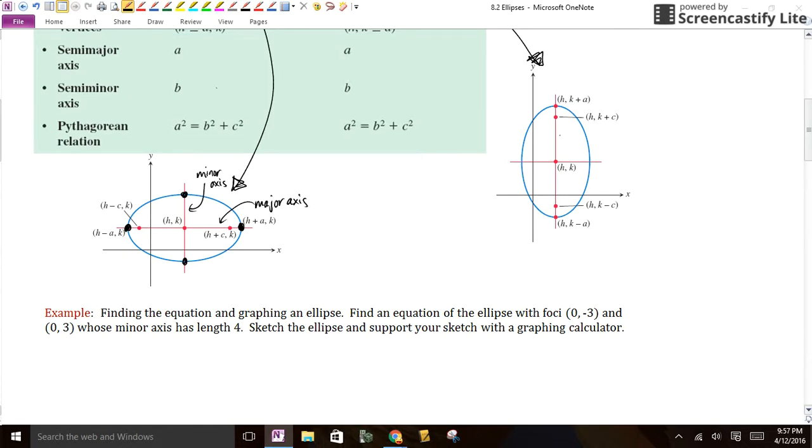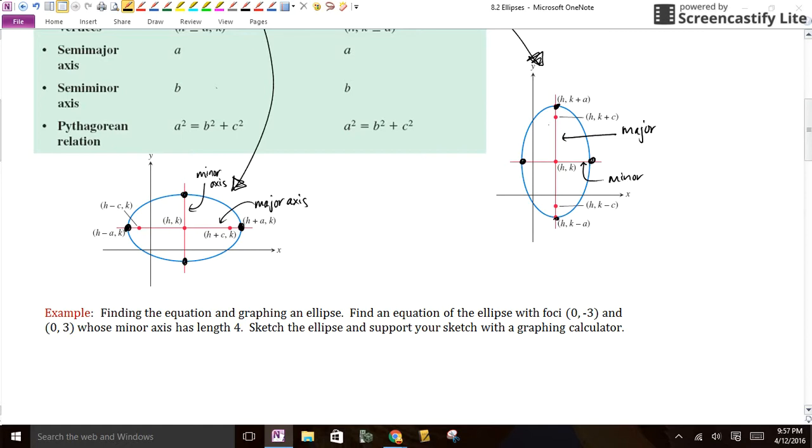Look at the one on the right then. The longer direction is called the major axis, and the smaller one would be called the minor. And again, the minor connects the co-vertices, and the vertices are connected by the major. So that's kind of important to know.